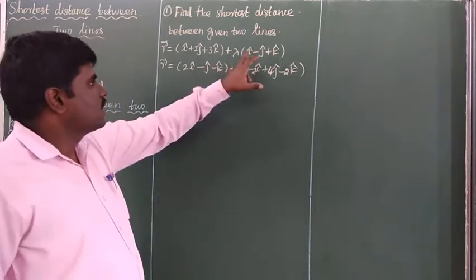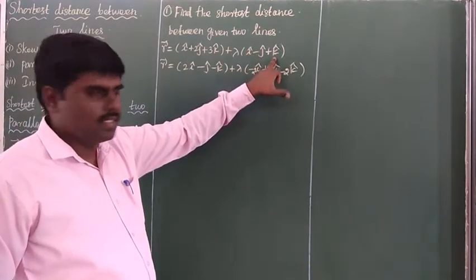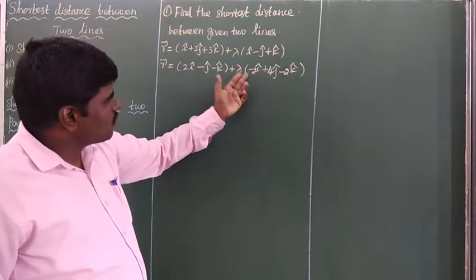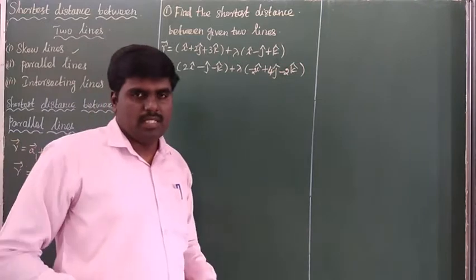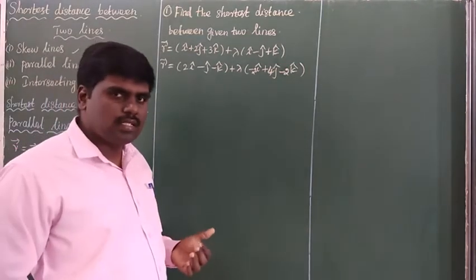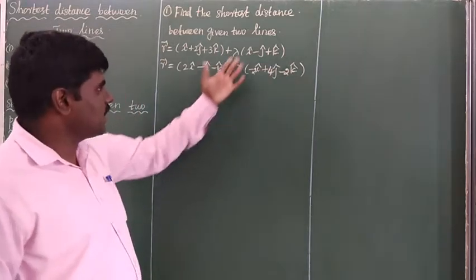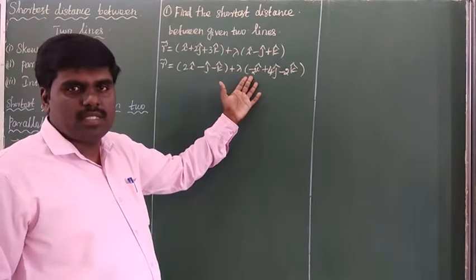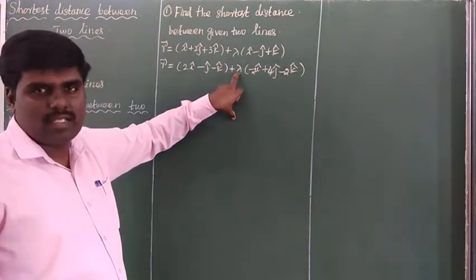Here the direction ratio of the first line is i cap, j cap, k cap. Is it clear? The second line's direction ratio is minus 2 i cap plus 4 j cap minus 2 k cap. Is it equal or not? Yes, this is equal. Why, sir? What's the difference? i cap and minus 2 i cap: is it equal? Yes, because lambda is a scalar.